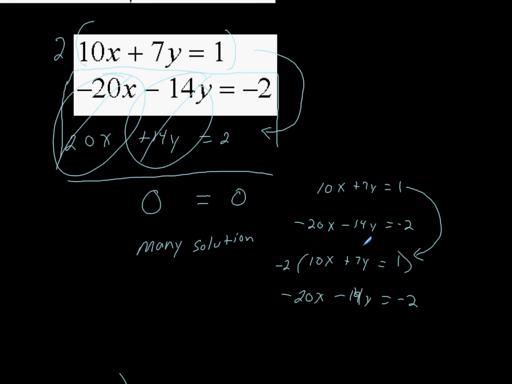So when you have a situation where all the variables cancel out and both sides are equal, your answer is many solutions, because those two equations are the same line. Okay, that concludes our discussion on systems of equations, special solutions. Special cases, I guess I should say.